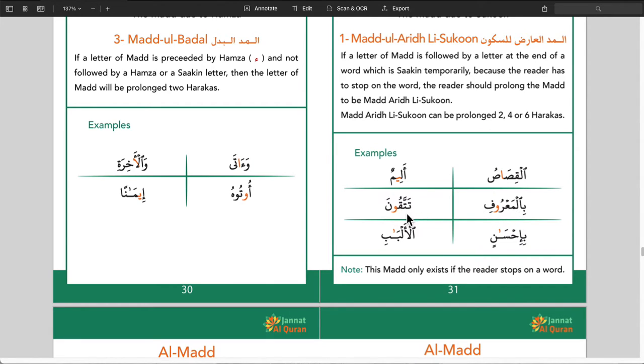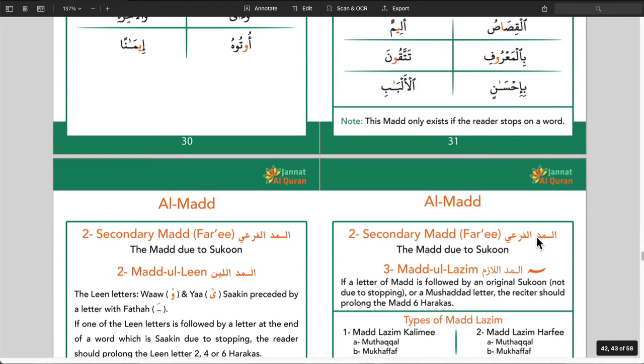بالمعروف. Okay, تتقون, بإحسان, الألباب. Okay, this mad only exists if the reader stops on a word. Okay, if for example after بالمعروف I had another word to read, so that will cancel this mad. It won't be mad عارض للسكون, it will just be a natural mad. Okay, just natural, 2 counts or 2 haraka.